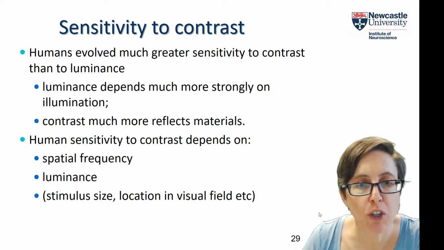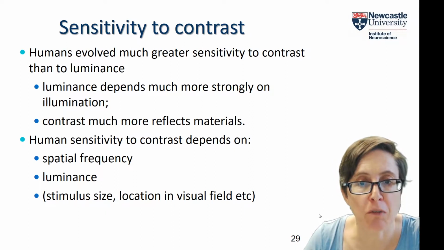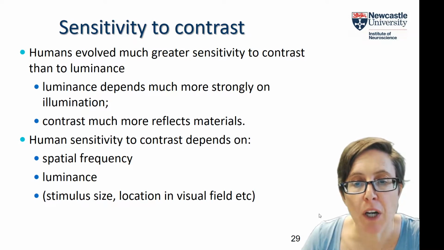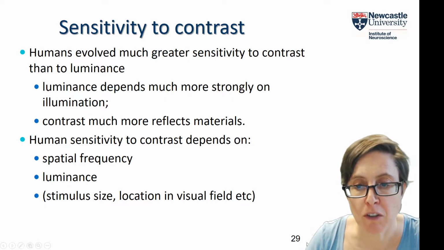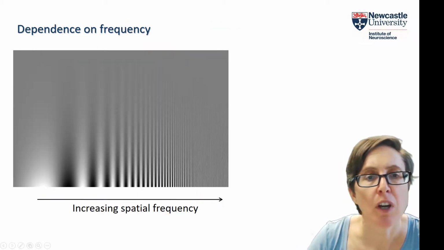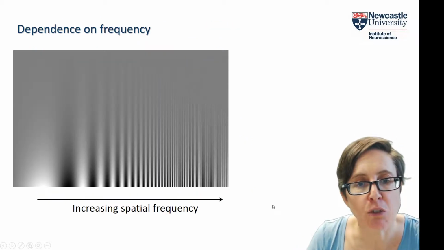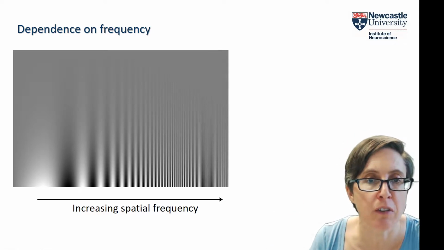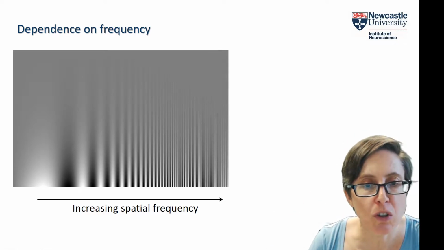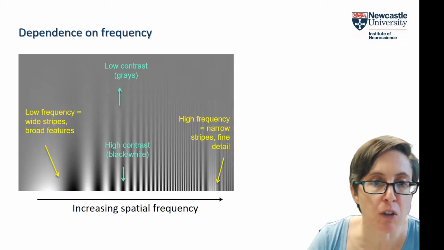Now, we earlier saw the Pelli-Robson chart as a way of measuring contrast, but vision scientists tend to measure contrast in a somewhat different way. We measure the contrast sensitivity function. And this image here is a really nice way of enabling you to immediately see your own contrast sensitivity function. So let me talk you through what this image shows.